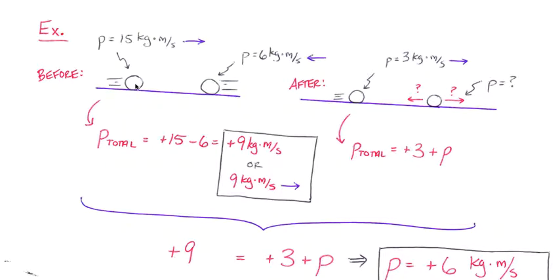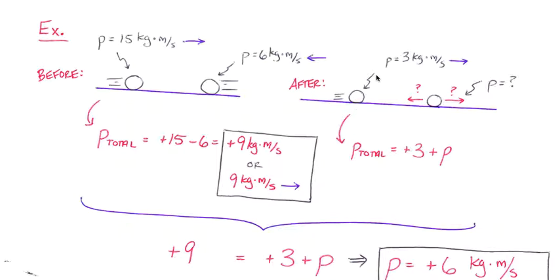Before, I have an object that has a momentum of 15 kilogram meters per second to the right, and I have an object that has 6 kilogram meters per second to the left. They're about to collide with one another. So if I look at my momentum before, I have 15 kilograms to the right, I have 6 kilograms to the left. So my total momentum before is positive 9 kilogram meters per second, or another way to say that is 9 kilogram meters per second to the right.